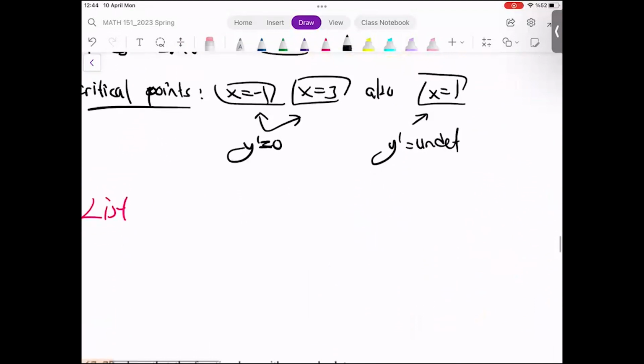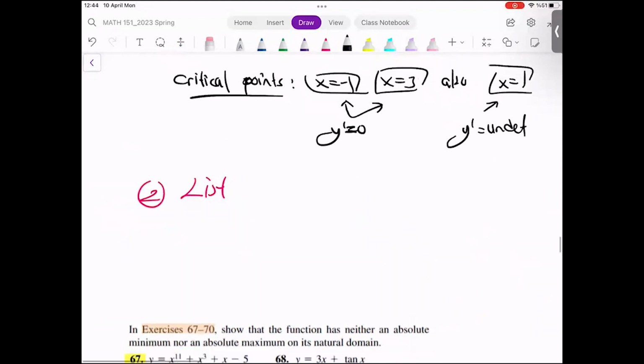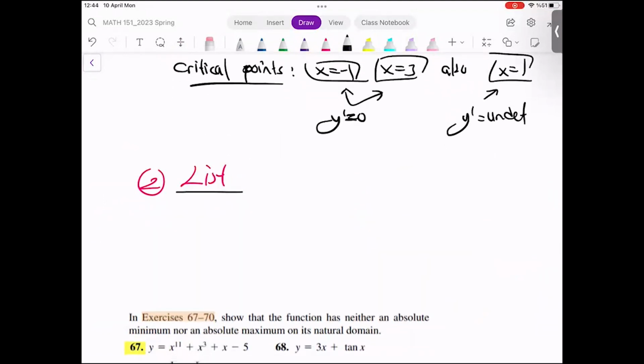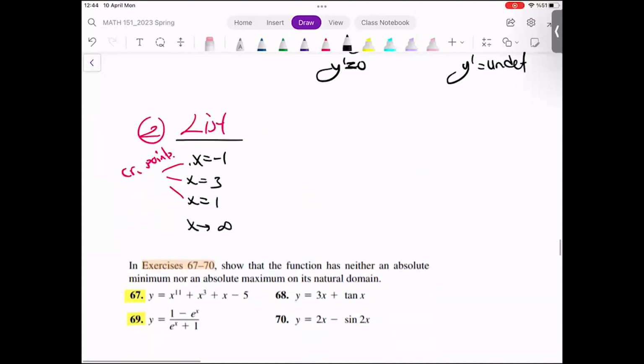Okay, so why do we need the domain? Because we will also take the domain endpoints to my list. That's why I emphasize the domain. Okay, critical points: x equals minus 1, x equals 3, x equals 1. These 3 are coming from the critical points, and domain endpoints, right? x goes to plus infinity, x goes to minus infinity. As it is an open interval, we are using limit notation.